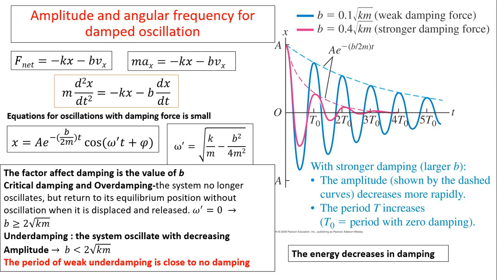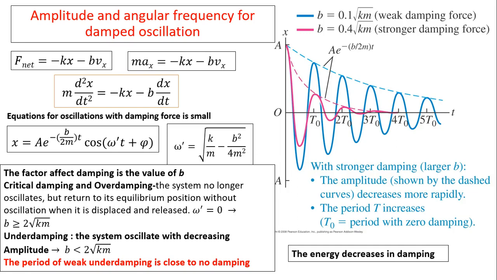Amplitude and angular frequency for damped oscillation. In the simplest case, F net equals negative kx minus bvx. In this case, max equals negative kx minus bvx. Ax is the double derivative of displacement over time. Vx is just the derivative of displacement over time.